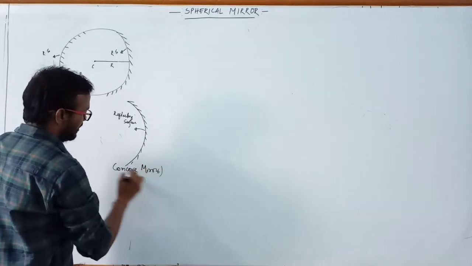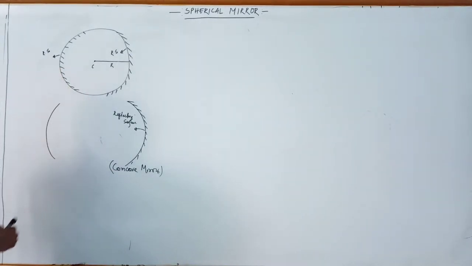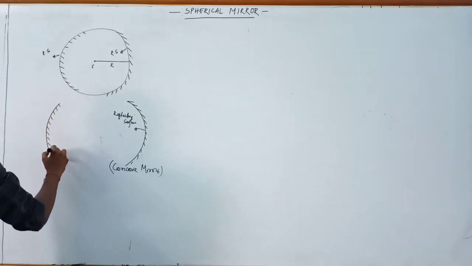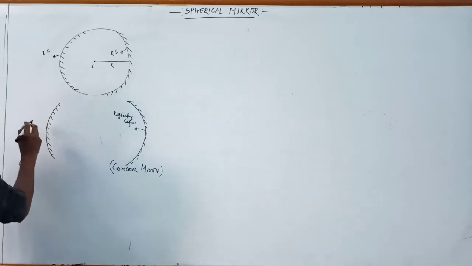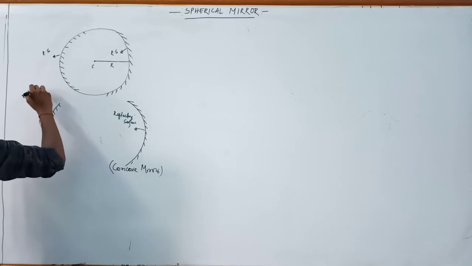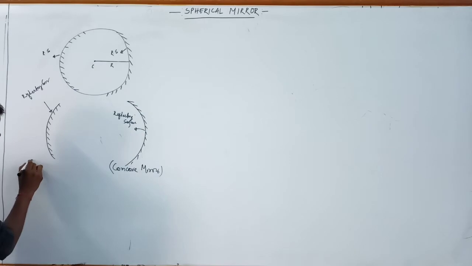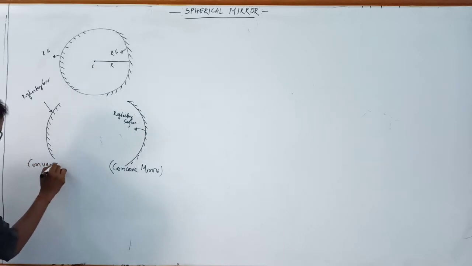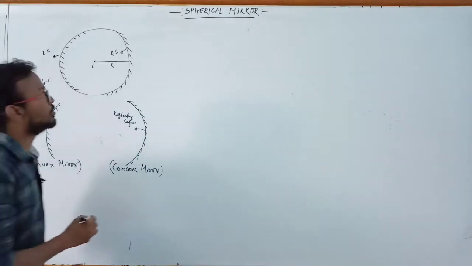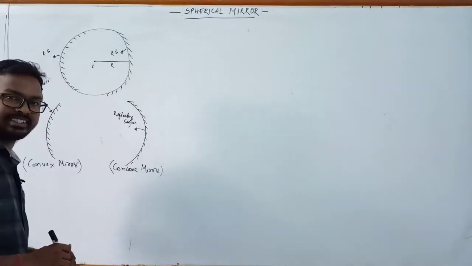Concave mirror. And the second one, if we discuss this part, is also a part of the sphere, but its inner side is silvered, and the outer surface is the reflecting surface. That type of mirror is known as a convex mirror. Clear? But first we will discuss what a concave mirror is and what a convex mirror is.